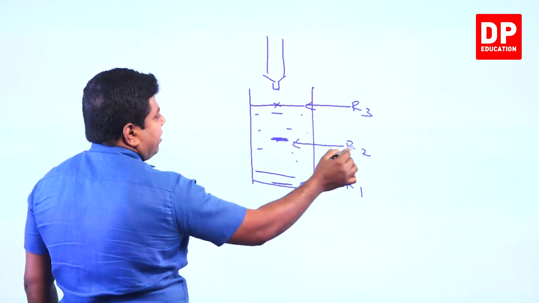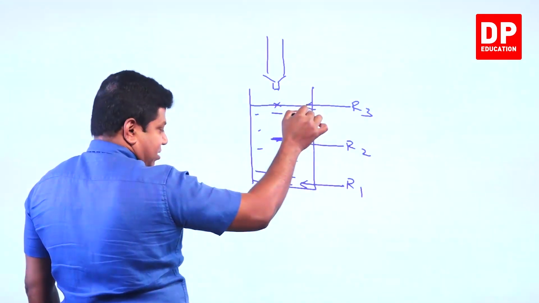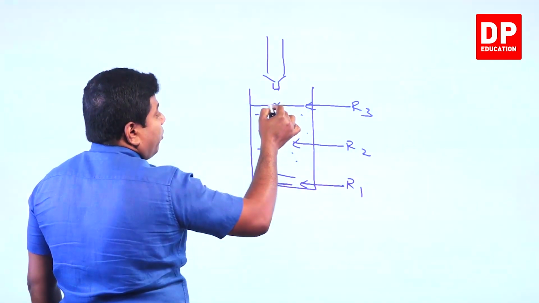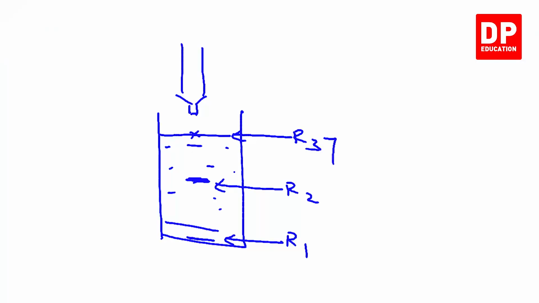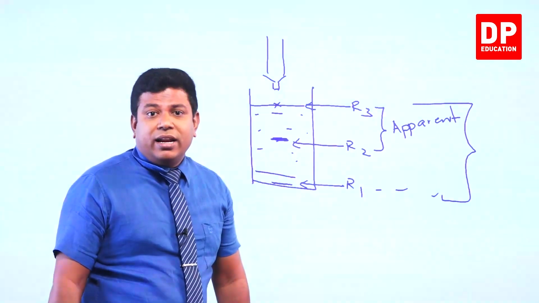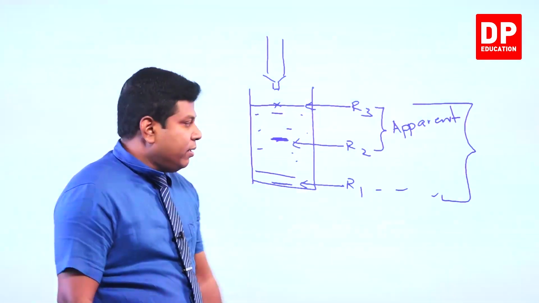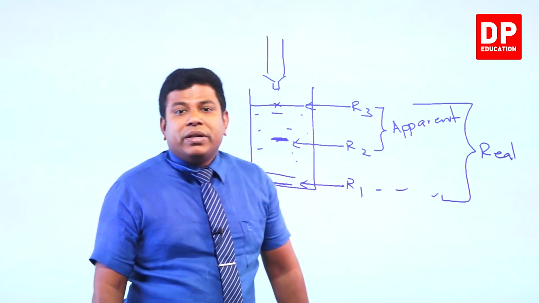You are focusing at this point, reading number 2. Then you spread some lycopodium powder on top of this surface. Focus on those lycopodium powders and get the reading. That will be reading number 3. Now, if you get the difference between these two, R3 minus R2, that will be the apparent depth. The difference between R3 and R1, the difference between these two has to be the actual depth, the real depth. So you have got the apparent depth, you have got the real depth. You can find the refractive index.